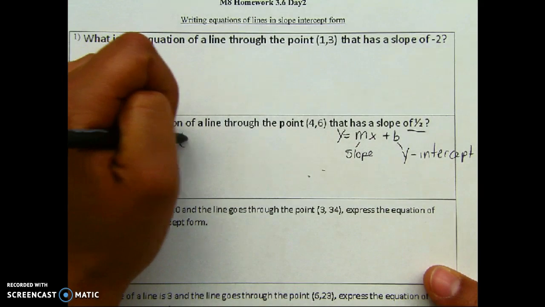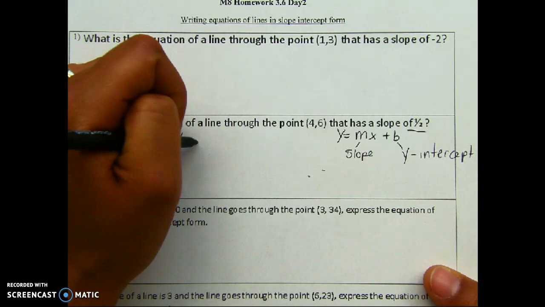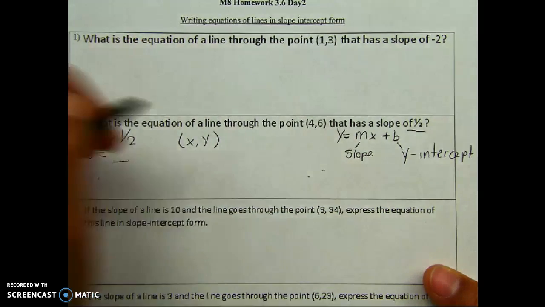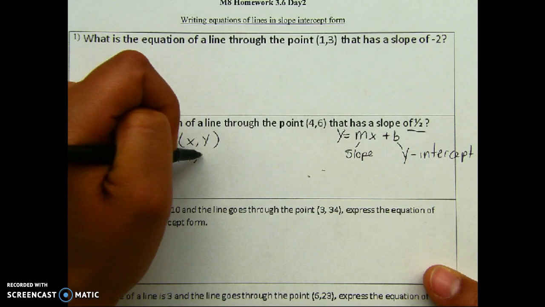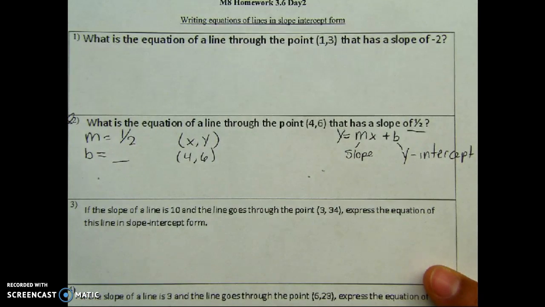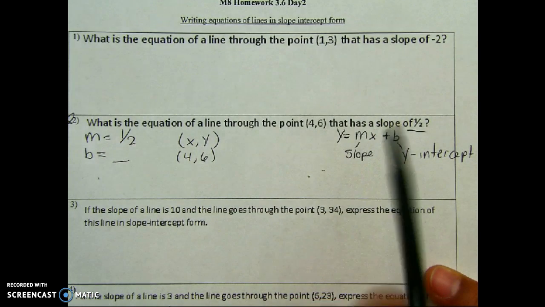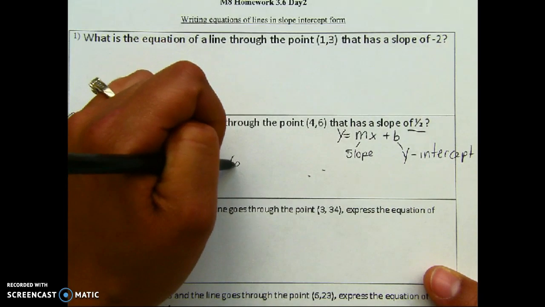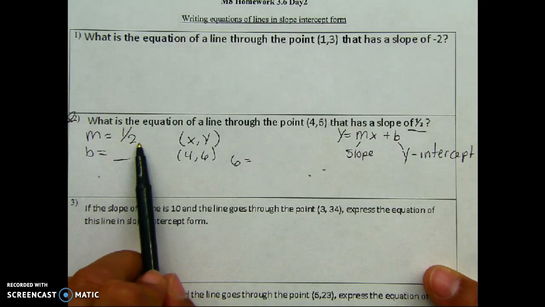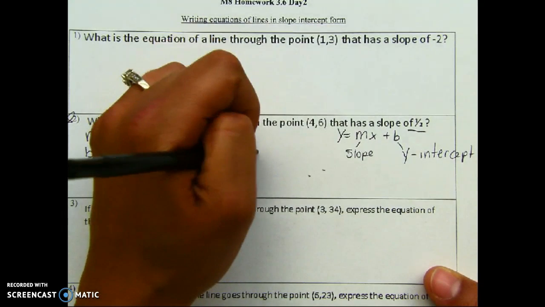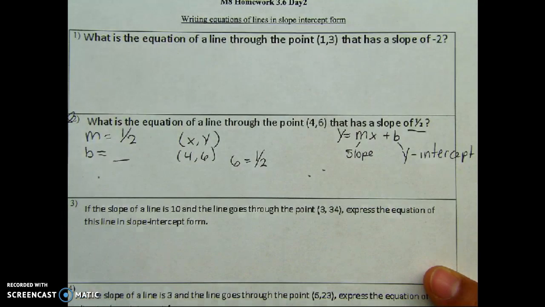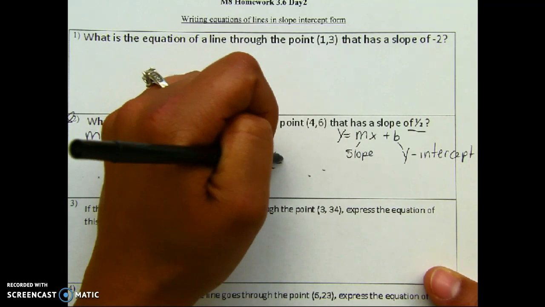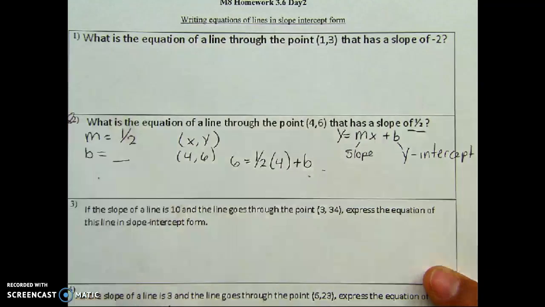We are also given 1 point, which is written as xy, which is 4, 6. We're going to plug it in here to solve for b. My y is 6 equals my m, which is 1/2, times my x, which is 4, and we're solving for b.